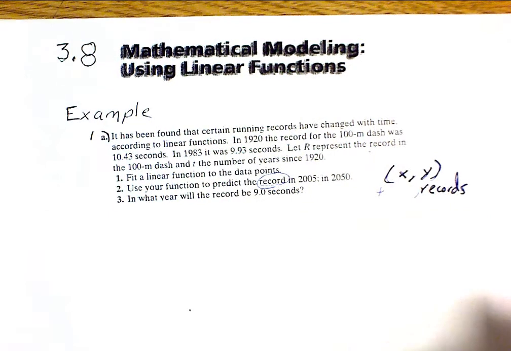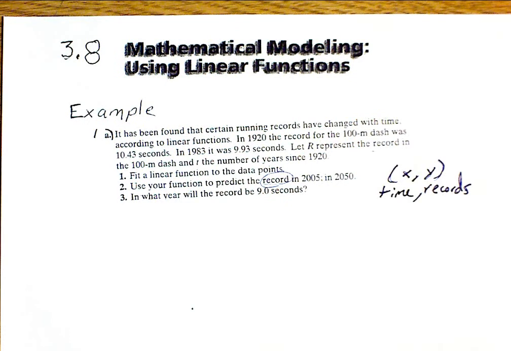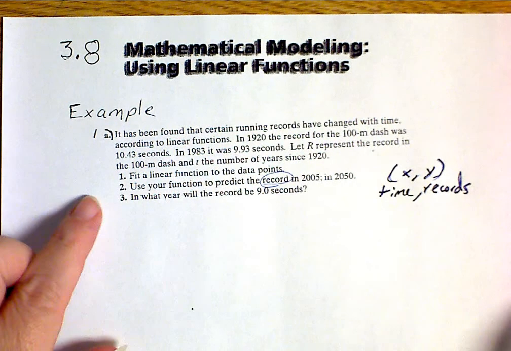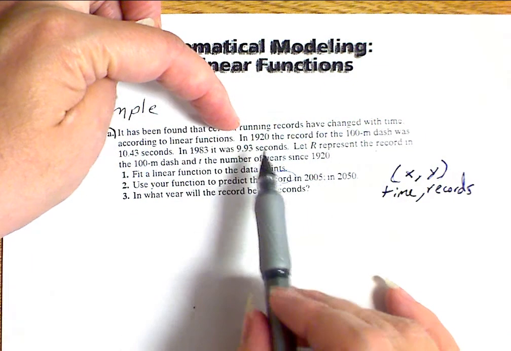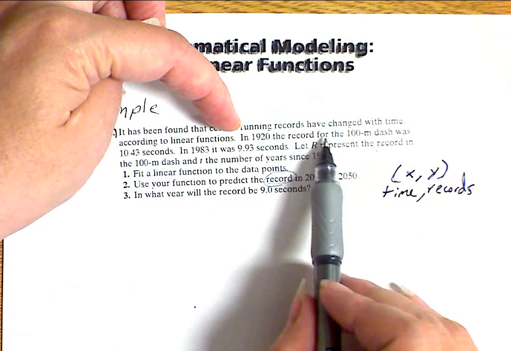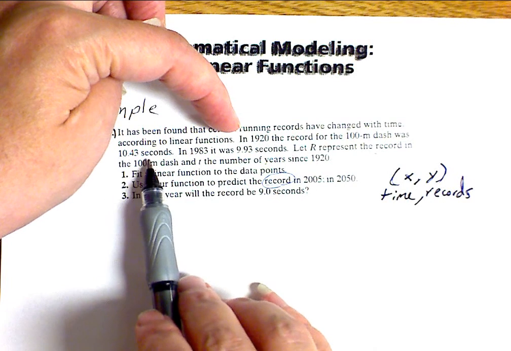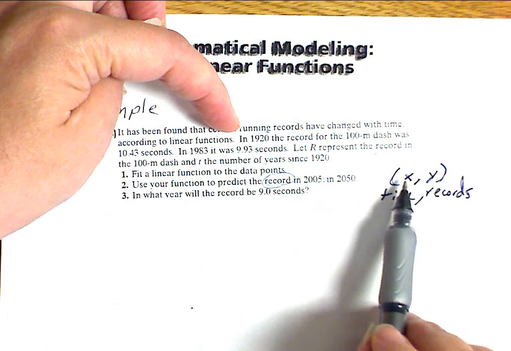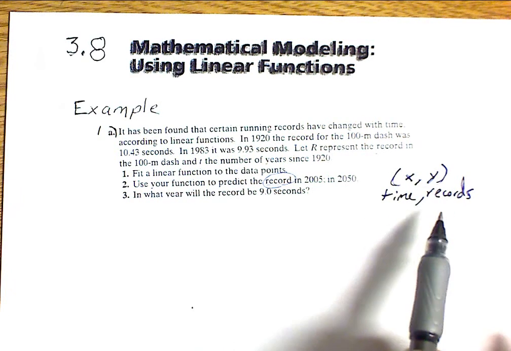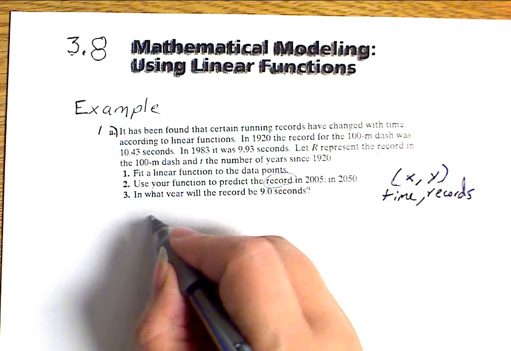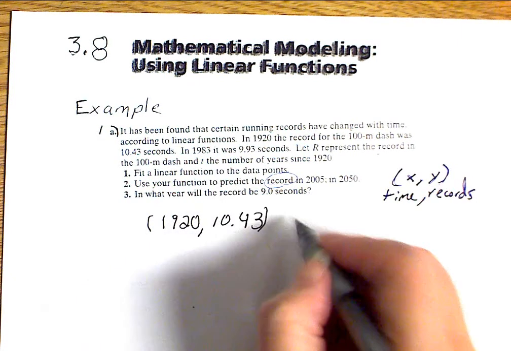So that means my time is my t. Now let's reread the sentence and determine a point. It says, in 1920, the record for the 100-meter dash was 10.43 seconds. Time is your x, record is your y. So what is my point? 1920 and 10.43. Now I want you to see if you can find the other point.